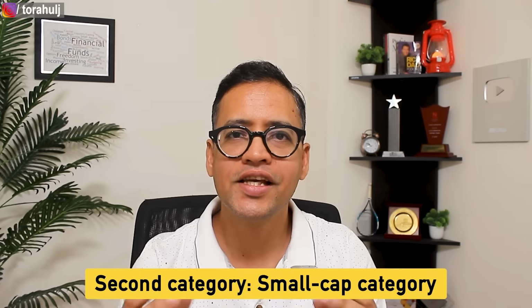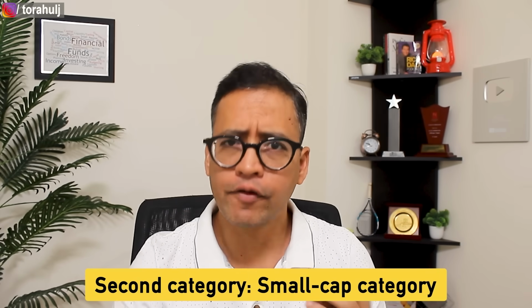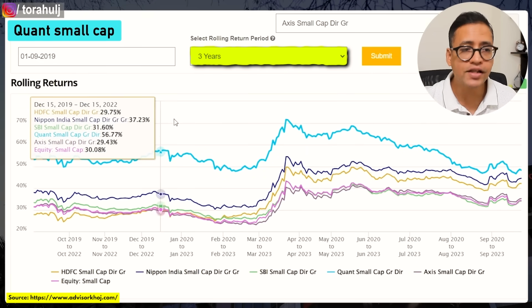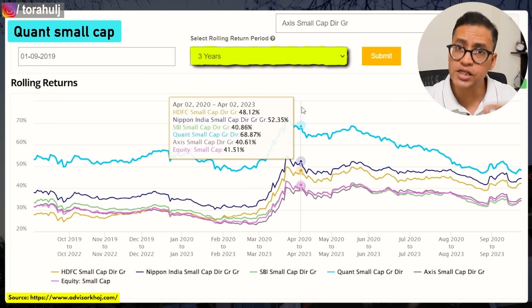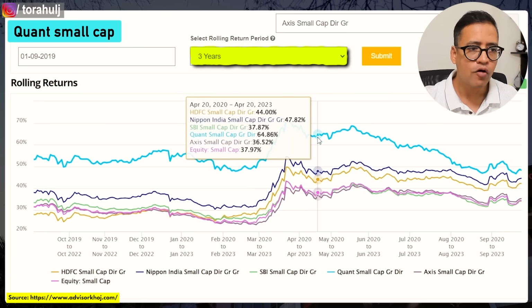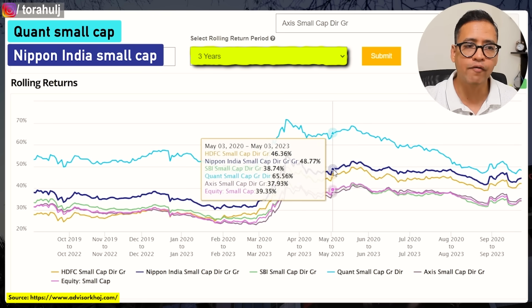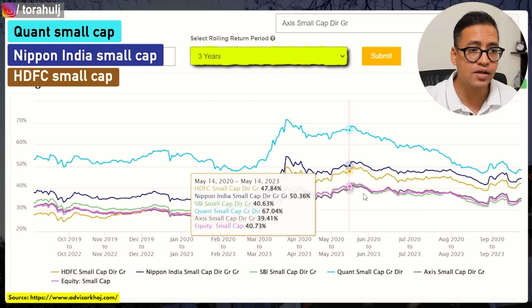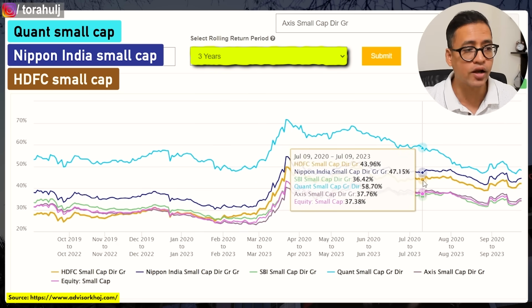The second category is the small cap mutual fund category, and for this, let's have a look at my screen. If I look at the 3 years rolling return period, you will see that Quant Small Cap has been the best performer, which is the light blue line here, followed by Nippon India Small Cap, which is the dark blue line, as a second mutual fund. And at number 3, you will see is the brown line, which is HDFC Small Cap Direct Growth Fund.